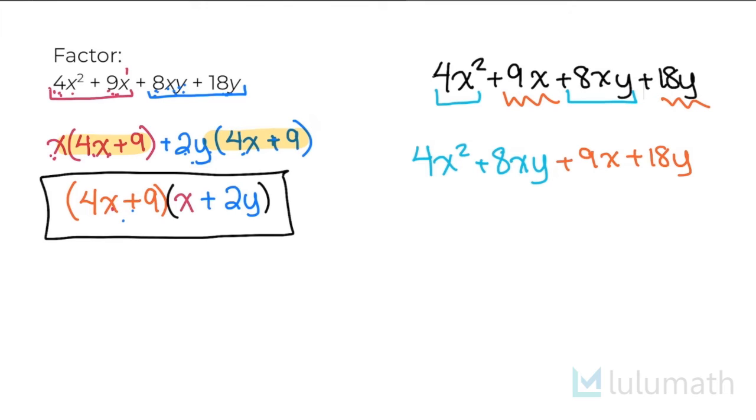So looking at my first group here, they have a 4 in common. They're both divisible by 4, and they also have an x in common. So when I factor out a 4x from 4x squared, I have one x left over, or just x, okay?